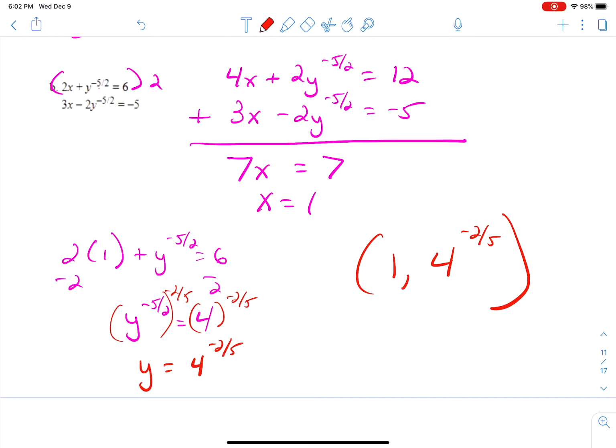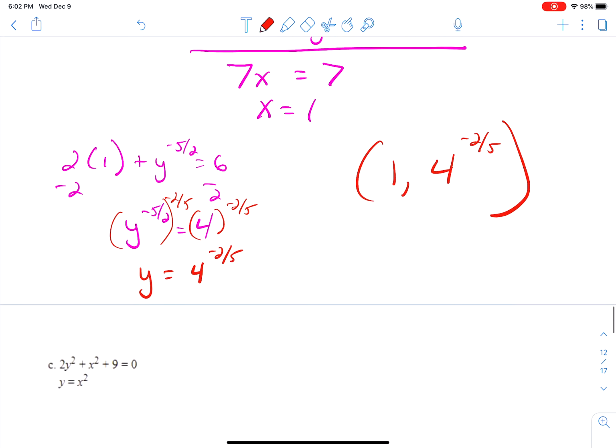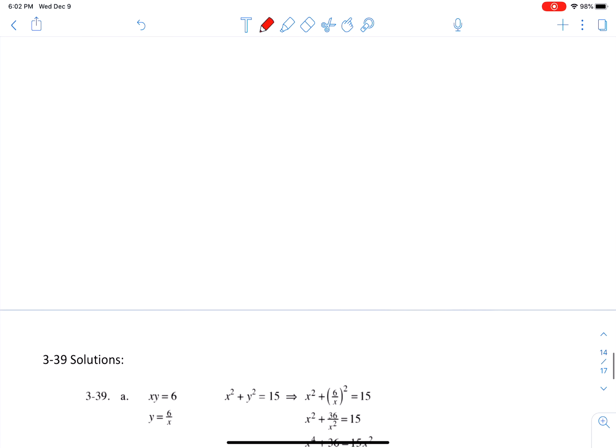So for each one of these problems, when you're solving algebraically, you're going to solve for x or y, and then substitute that value back in to find how many solutions you have.